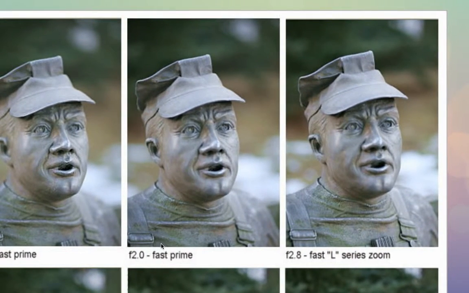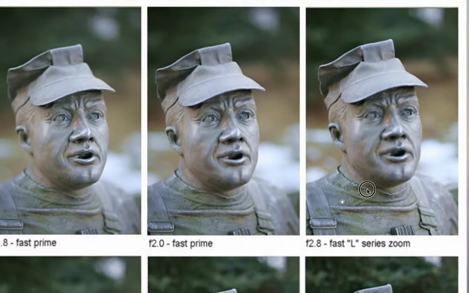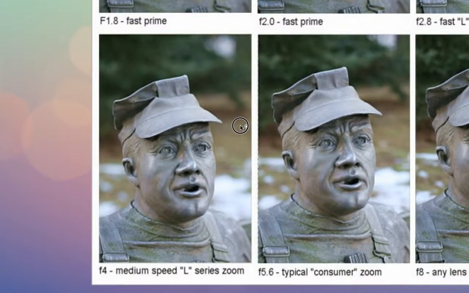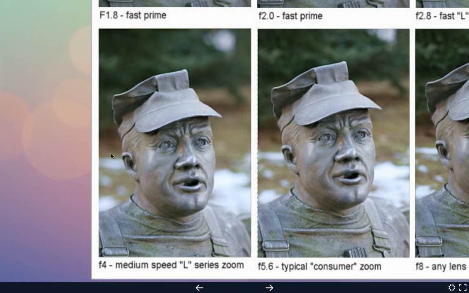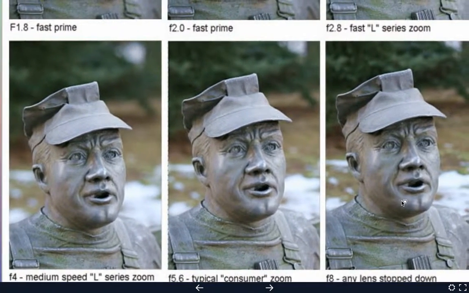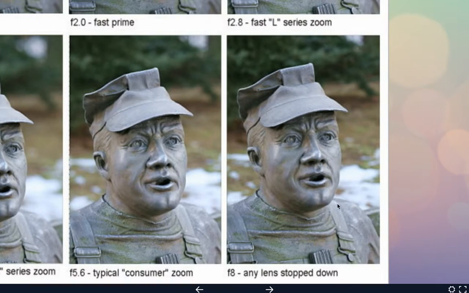We can see that as we go up, 2, 2.8, the background blur becomes less and less. Over here we can't really tell that this is snow. Now we're going to start making out this white stuff on the ground could be snow. And again, as we go higher and higher, F4, for example, it gets less and less blurry, and the subject becomes less and less blurry.